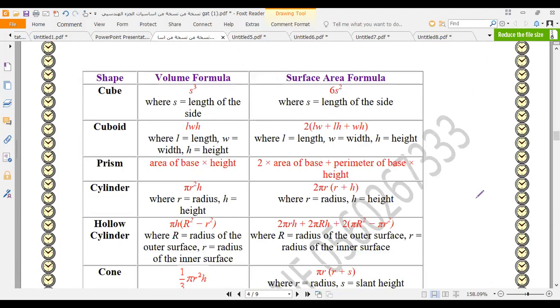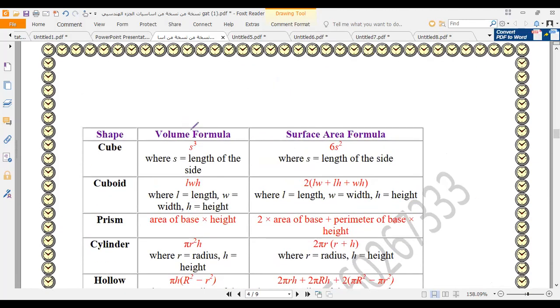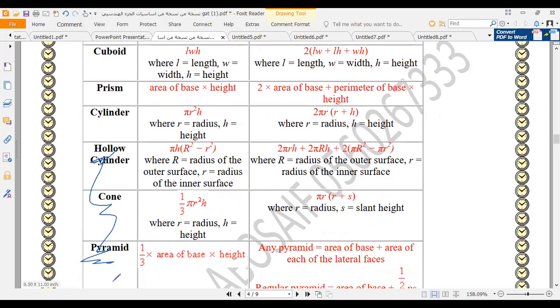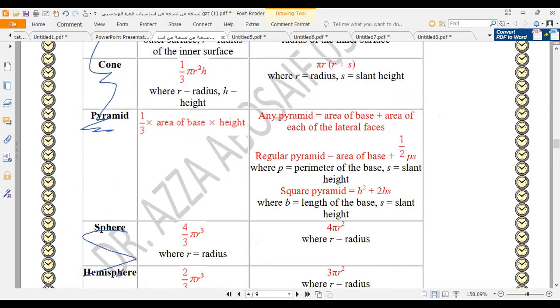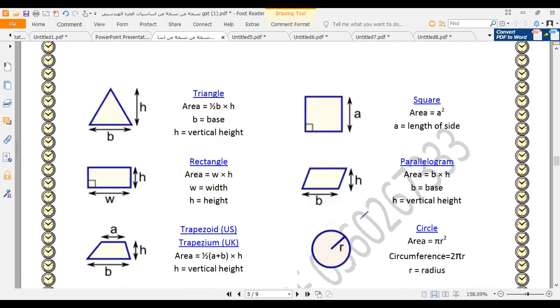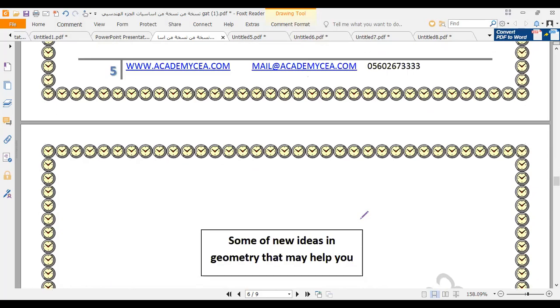And all of the volumes of the shapes are given here, but we can skip the hollow cylinder, the cone, the pyramid, and the ball or sphere, okay? And all areas are written there also.